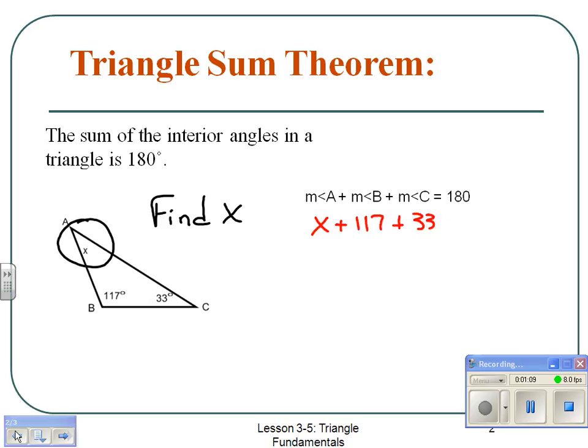So if you set this up, you would say A is x, B is 117, and C is 33. Now we all know how to solve equations backwards because you're only supposed to have two items on the left side. So let's add those like terms. That's 150. And then the opposite of adding is what? That's right, subtraction. 180 minus 150 is 30, and that is how many degrees that corner is. So this is a property that you're very, very familiar with.